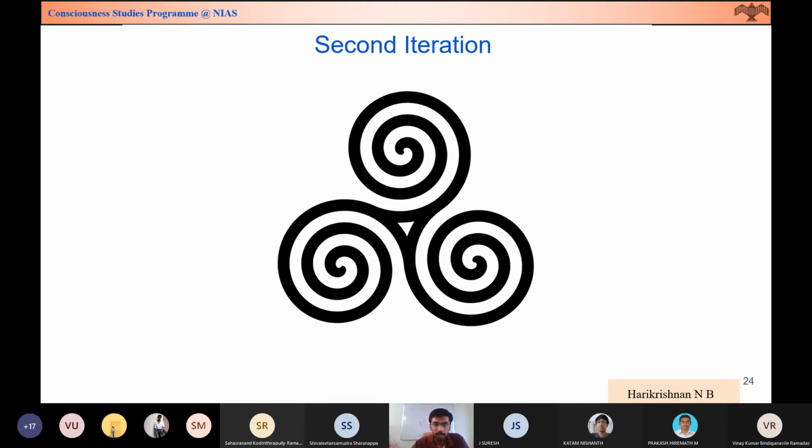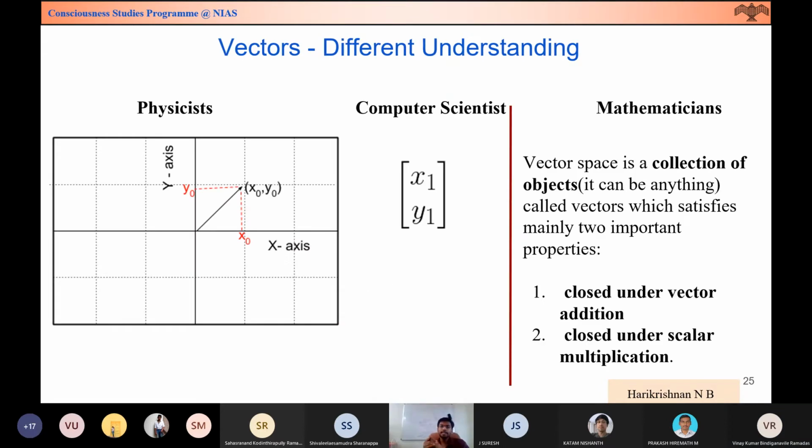Now we will try to understand all these things we had learned from a different point of view, which is something called vector space. Let us ask three people in this room: one is a physicist, one is a computer scientist, one is a mathematician. What is a vector for a physicist? For a physicist, a vector is a pointed arrow, with direction given by the angle and magnitude given by the length of the vector.